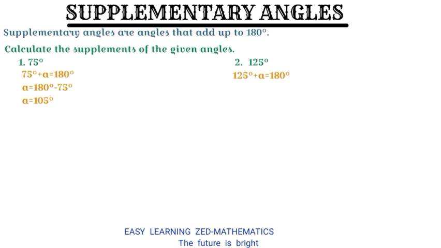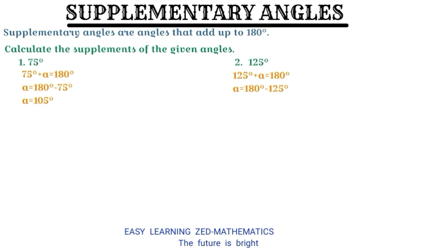So now we're going to put like terms together like we did. When we do that, we are going to have a is equal to 180 degrees minus 125 degrees. A is equal to 180 degrees minus 125 degrees.